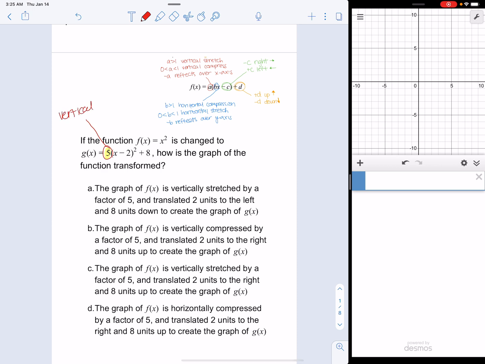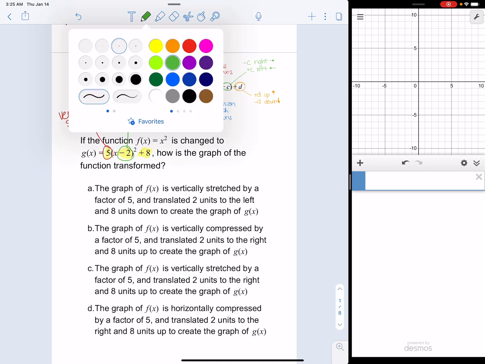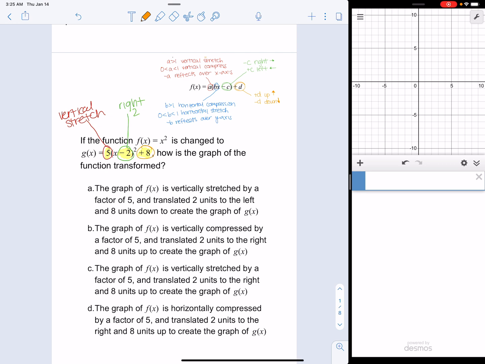Vertical stretch. Then we have this negative 2. Does it represent A, B, C, or D? Very good, it represents C. And it's a negative 2. So is it going to move to the right or the left? Very good, to the right 2. Then this positive 8, does that represent A, B, C, or D? Very good, it represents D. So is it going to move up or down? Very good, it's going to move up 8.